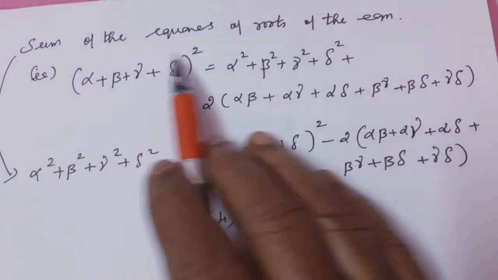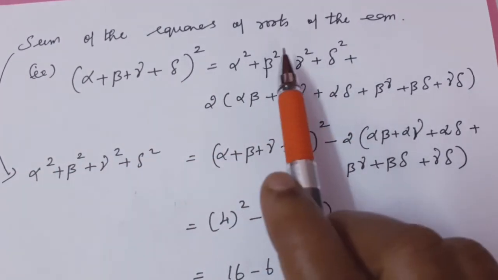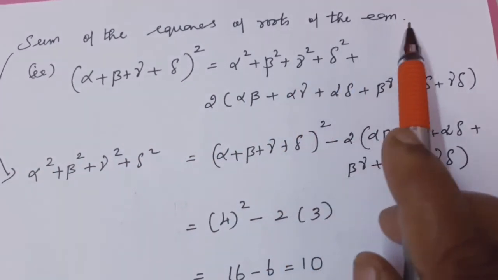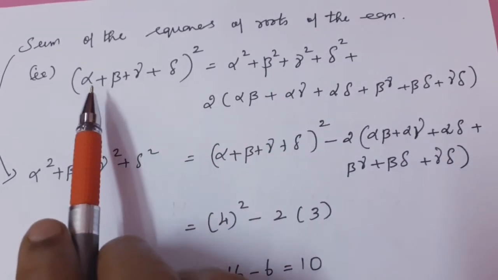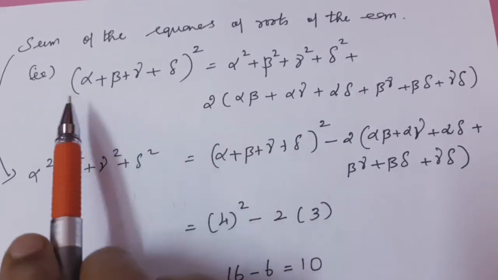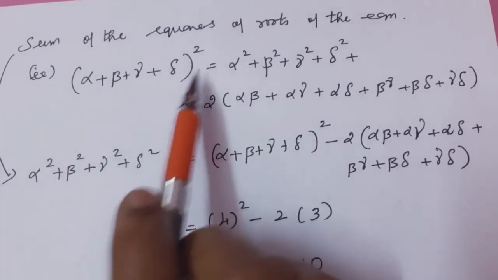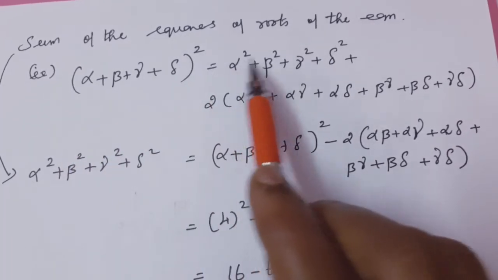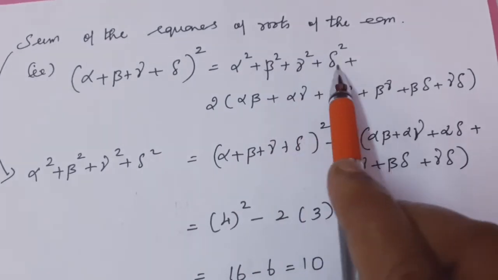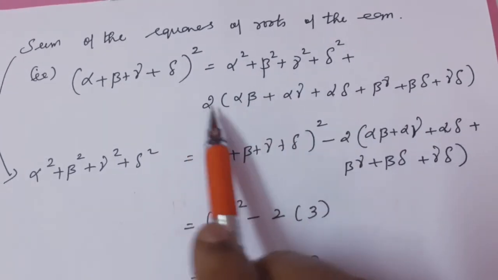What is the question given? Sum of the squares of the roots of the equation. We remember the formula. What is the formula? We know that (a plus b plus c plus d) the whole square, that is like the algebraic formula. Alpha plus beta plus gamma plus delta the whole square equals alpha square plus beta square plus gamma square plus delta square plus 2 into the same result.